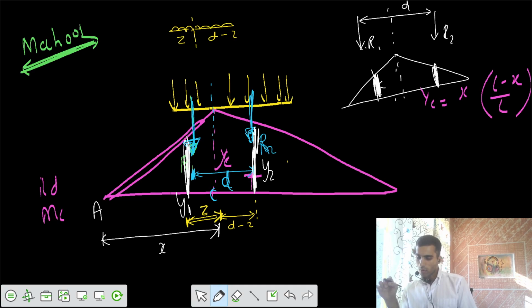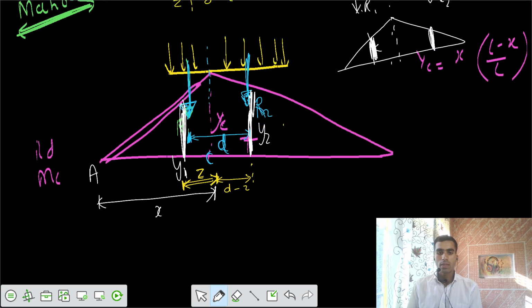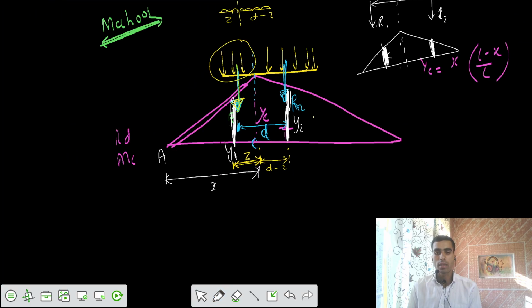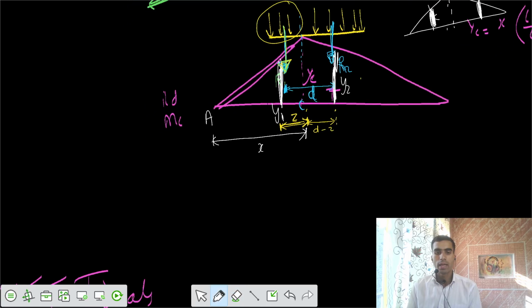Now r1 is the resultant of loads on the left of c, r2 on the right of c, d is the distance between r1 and r2, and r1 is at z from c. Now I want the moment at c to be maximum. The effect of all these loads on the left side is substituted by an equivalent load of r1 acting at a distance of z from the section c. If I try to calculate the moment at c, can you get the moment at c?